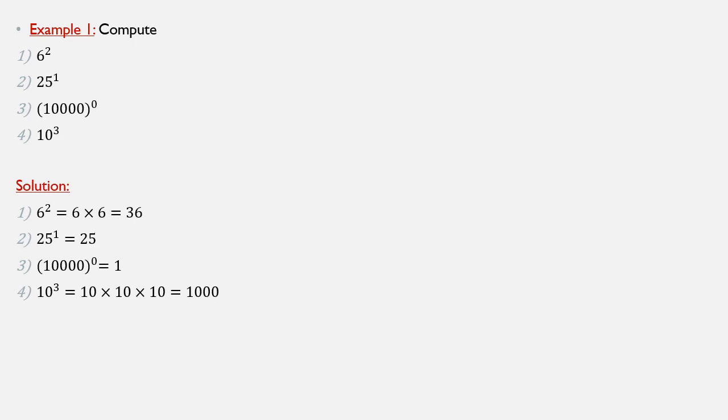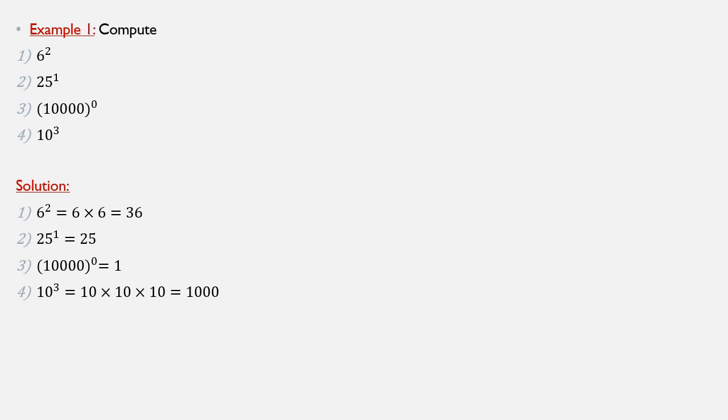Part 2. 25 to the power 1 is equal to 25, because any number we raise to the power 1 stays the same, because we are multiplying it by itself only one time. Part 3. 10,000 to the power 0. We have taken that any number to the power 0, its answer is 1. So here the answer is 1.